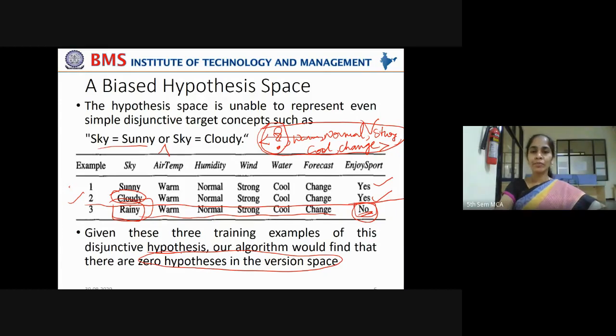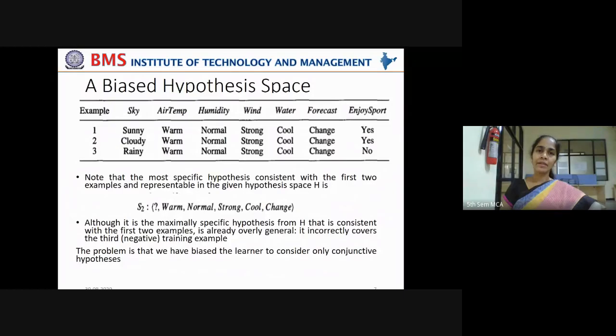Okay, so because of this last training example, which is not covered by the hypothesis that is learned so far, that hypothesis will be removed from the hypothesis space, resulting in zero hypotheses in the version space. That is why we call it a biased hypothesis space. It is covering some training examples and not covering some training examples. So we call it a biased hypothesis space. Right? Now note that that is what I explained to you.